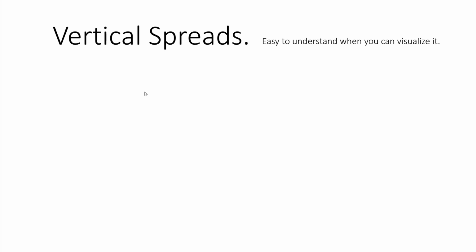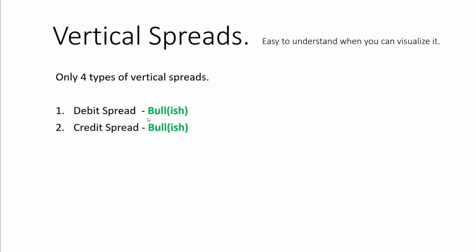As we know, you have four types of vertical spreads. Either you're bullish and you can do a debit spread or a credit spread, or you do a debit spread bearish, credit spread bearish. So two ways to be bullish on a stock, two ways to be bearish on a stock. This is not to go into detail as far as what's the preferable method.